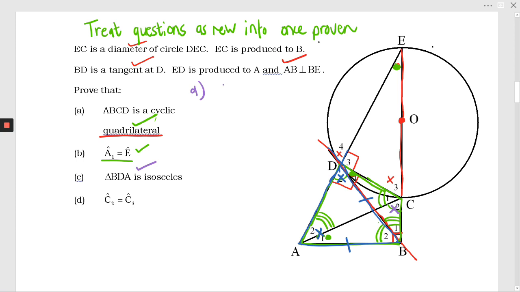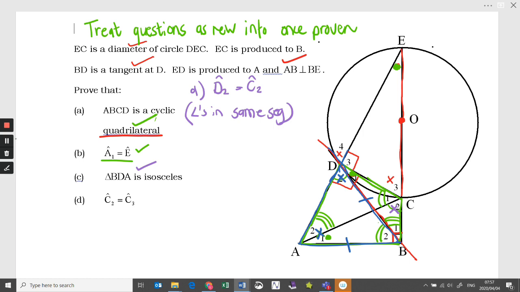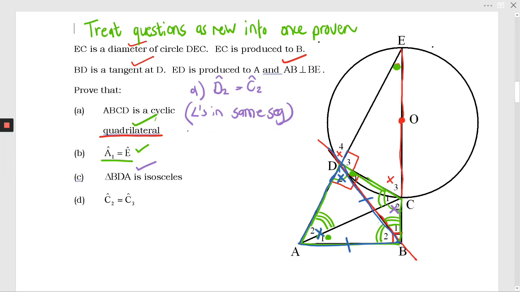Previously I have proven things that are equal, so I'm going to say that D2 equals C2, and that is angles in the same segment. And then following from that, D2 equals D4, which equals C3. I've already proven that. You could go and rewrite your reasons if you are unsure that what you did previously works. And then because of that, I then have C3 equaling C2, which is what I had to prove.